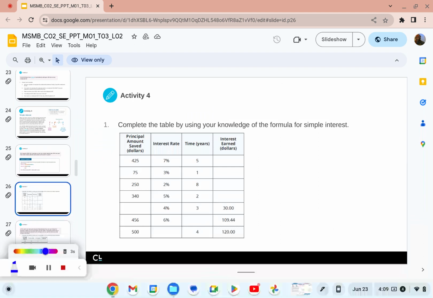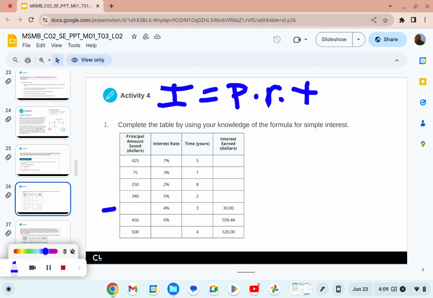So here I have the simple interest, or the interest in dollar amounts, is P times R times T. I don't want to forget that. Okay. So I'm going to go ahead and attack this one here.